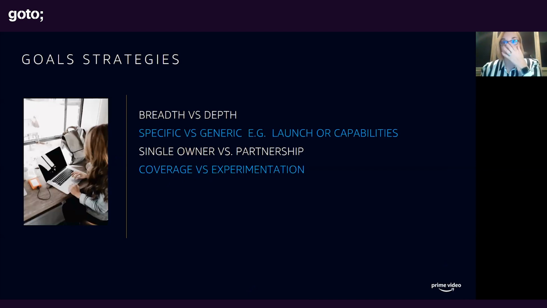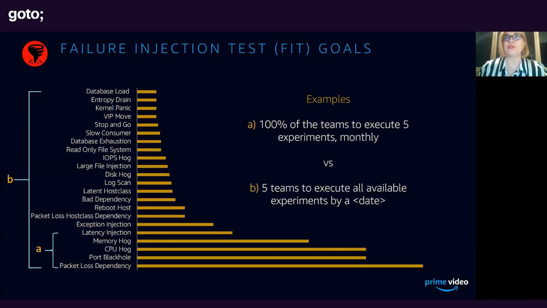Okay, so let's talk about goal strategies. What can you do with the goals? How can you set the goals, right? The goals, in my experience, are divided into 4 parts. You can do breadth versus depth. You can be specific versus generic. You can take a goal as a single owner, or you can take goals in partnership with somebody. I'm going to walk you through examples, because this is the juice, probably the most interesting part of today's discussion. And there's also coverage versus experimentation. So let me give you some examples that I've collected that worked for us over the years.